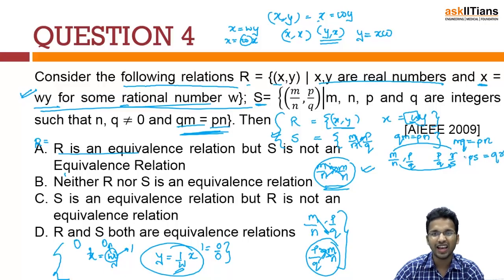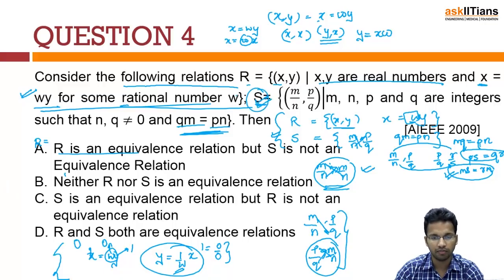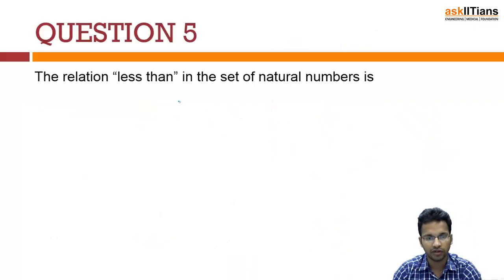Now from here, can I have ms equal to rn? Basically m/n will be related to r/s. So you just need to substitute one of the values from here. Maybe you can substitute p here, since we don't require p. So p will be qr by s. So q will get cancelled and you will find it true. So you will find again that this is equivalence but not r. Moving on to the next question, that is the last question for today's set.